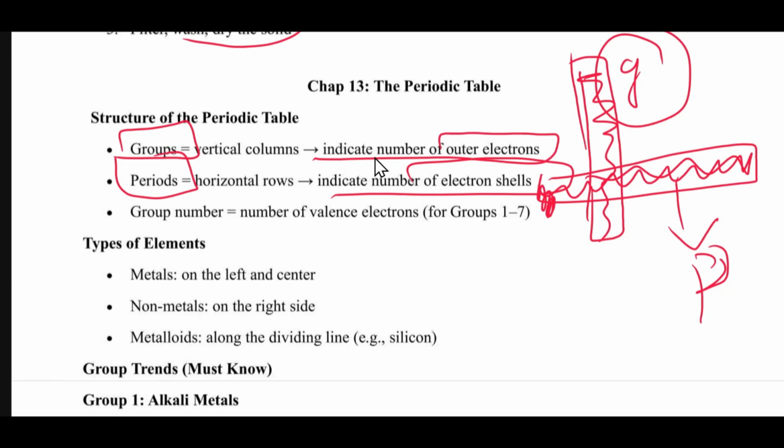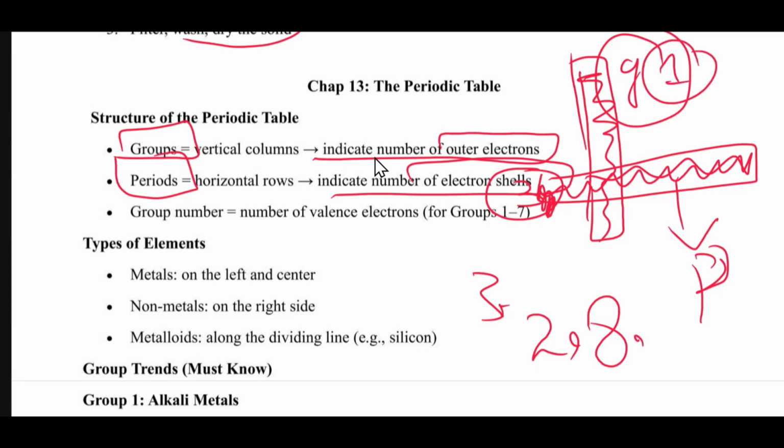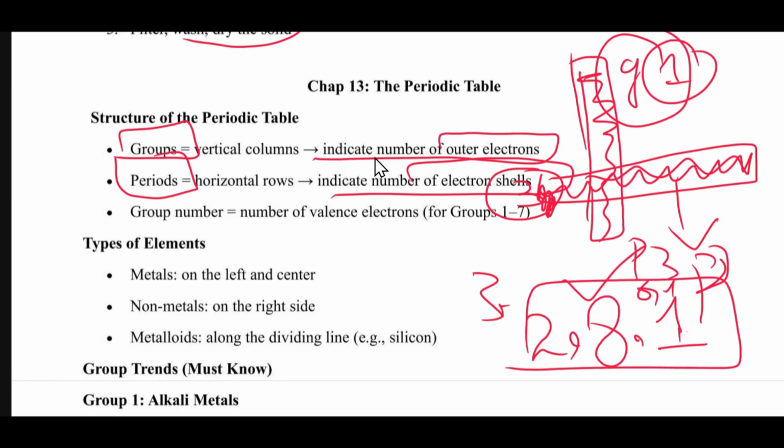For example, if any element belongs to period 3, it means it has 3 shells. Okay, and if it belongs to group 1 and third period, then what does it mean? It means it has 3 shells. In the first shell, it has 2 electrons. In the second one, of course, the maximum electrons will be 8. And in the third shell, because it belongs to group 1, the third shell will have only 1 electron. So this is an element that belongs to period 3 and group 1. Okay, so group will tell you the electron number in the last shell, and period will tell you the number of shells an element has.